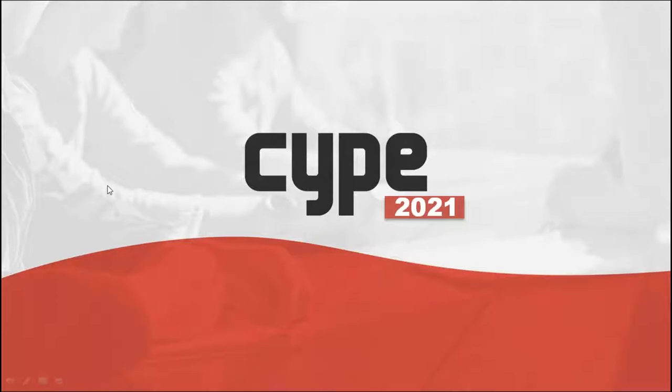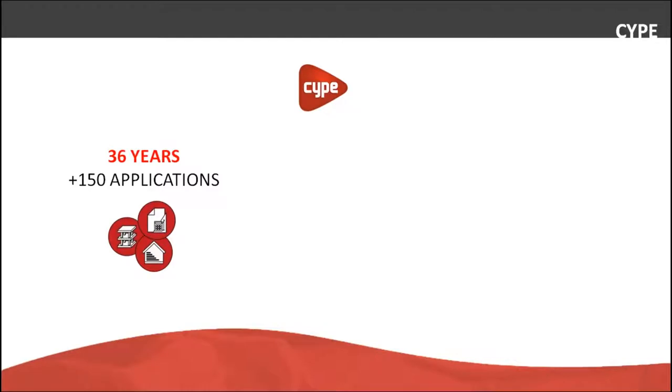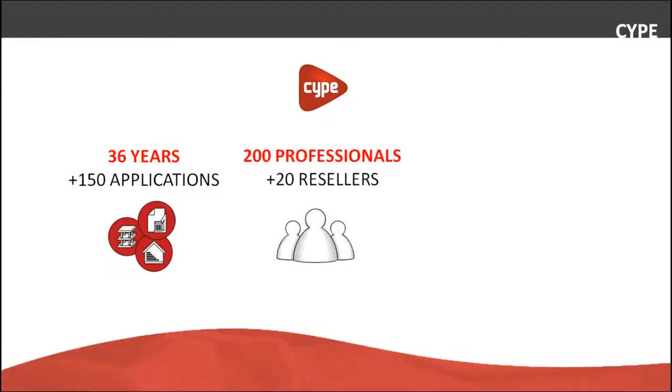Okay. So, as you can see on the screen, we are a software development company called CYPE. We have almost 40 years of history, more than 35 years of history in software development. And nowadays we try to cover different domains in building design: structural engineers, civil engineers, MEP engineers, management and bill of quantities, tasks or jobs in building design, management, etc. And nowadays we have developed more than 150 applications.